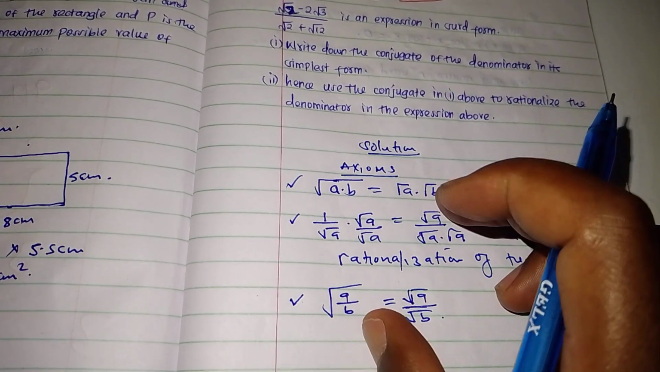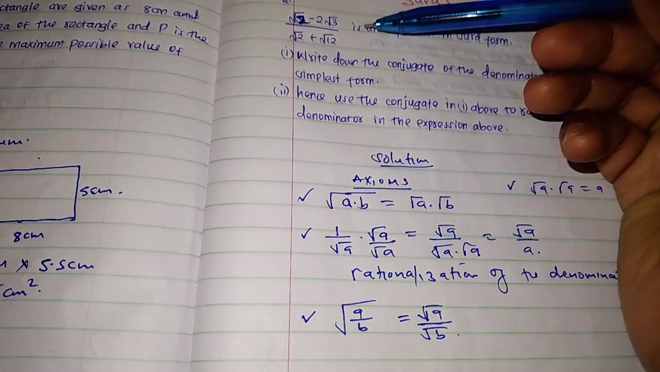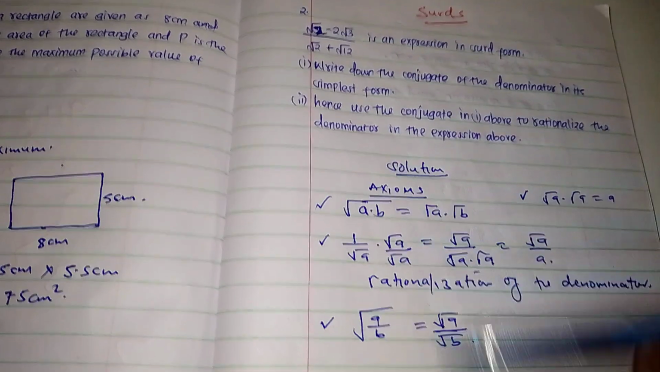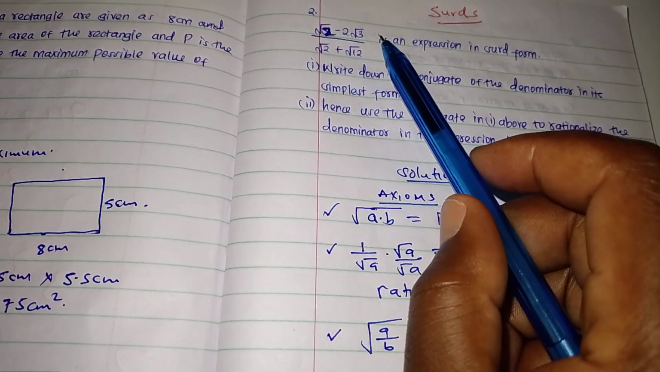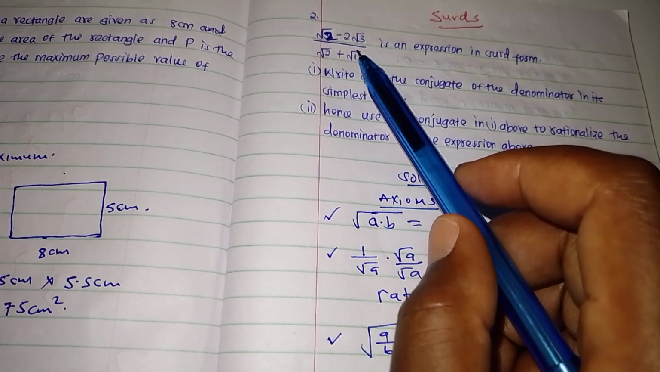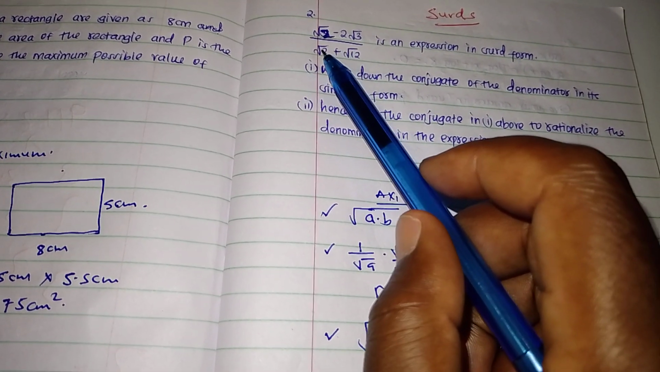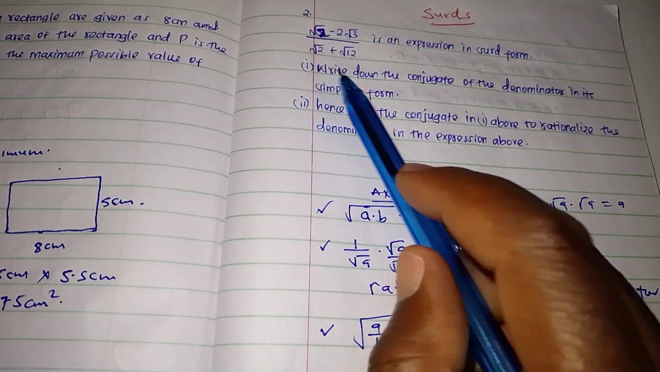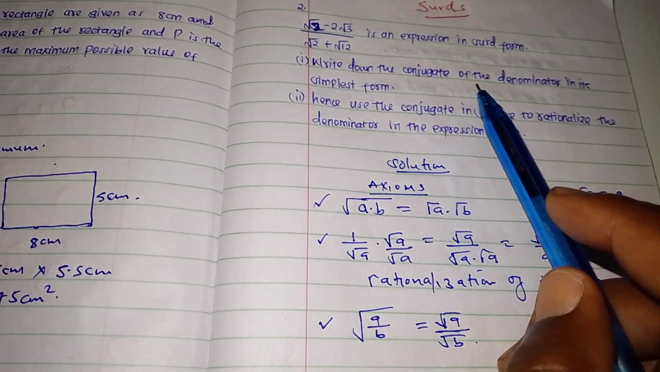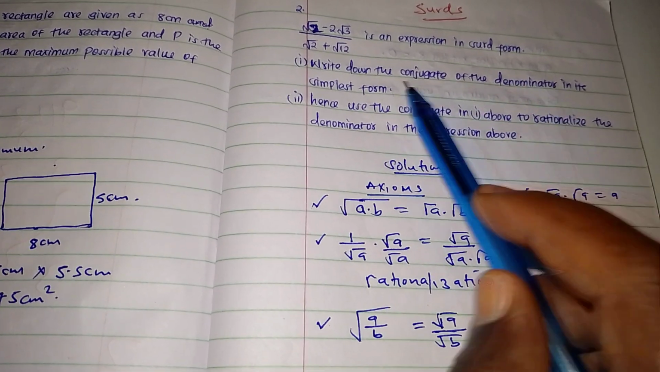So we just have those. In case another axiom crops up, we are going to look at it. So let's answer the question. We have root 2 minus 2 root 3 as an expression in surd form, and we have the denominator root 2 plus root 12. The requirement is to write down the conjugate of the denominator in its simplest form.